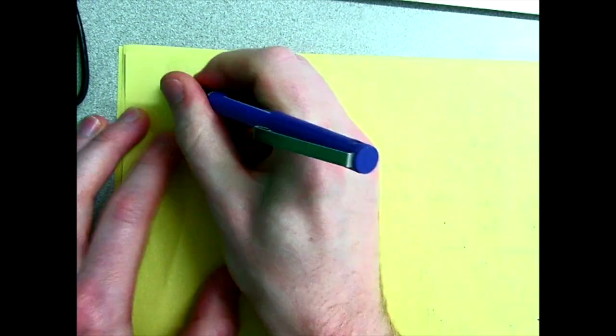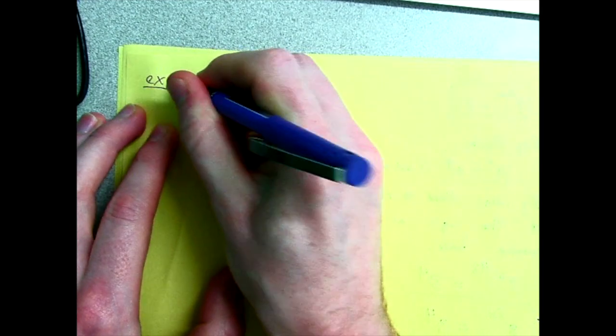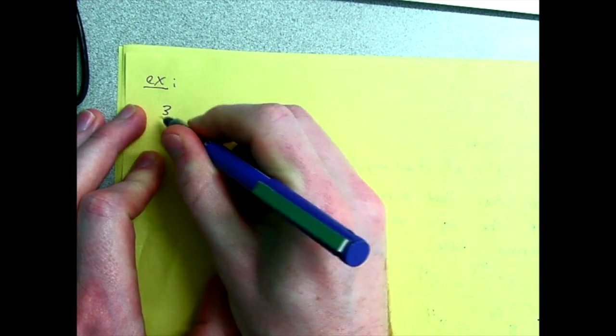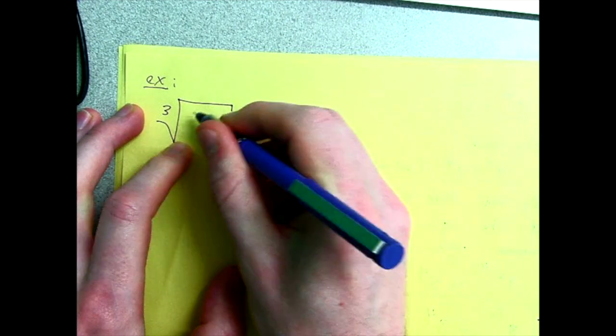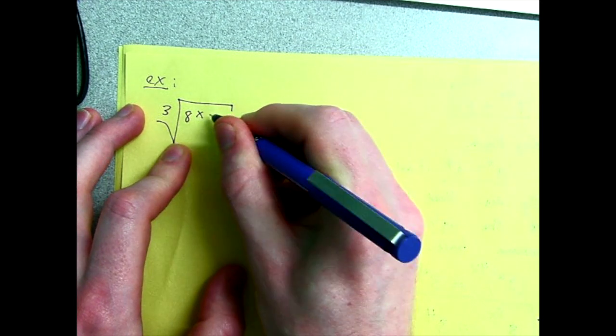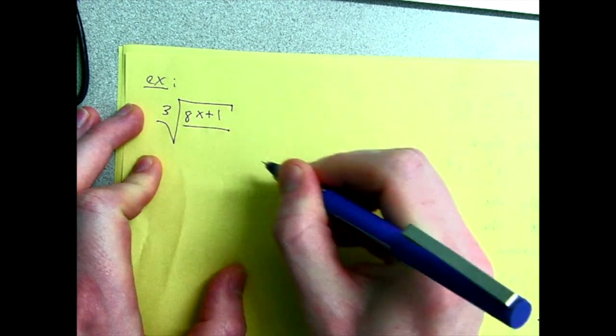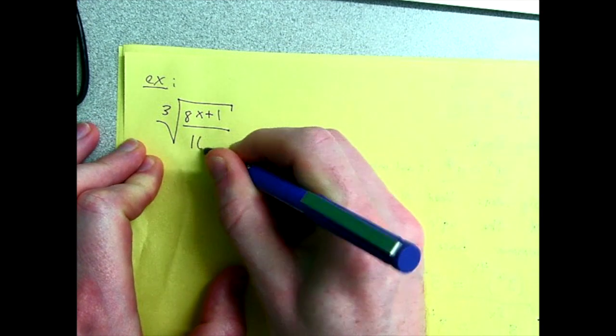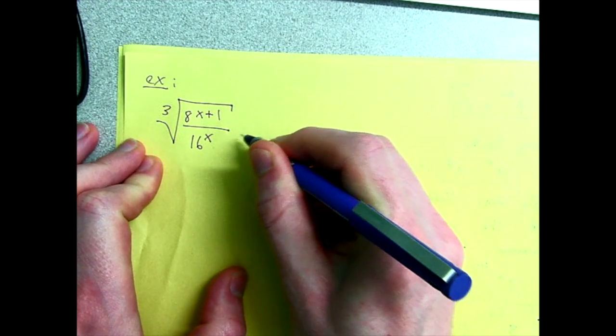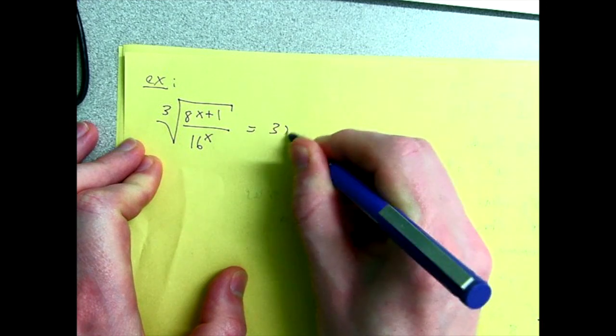So let's take a look at, so here's our next example. I'm going to write the third root of 8 to the power of x plus 1 over 16 to the power of x is equal to 32.